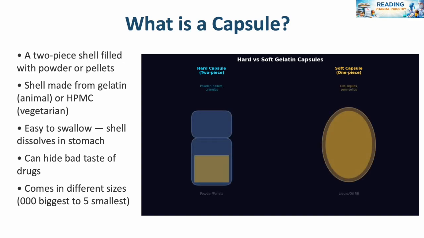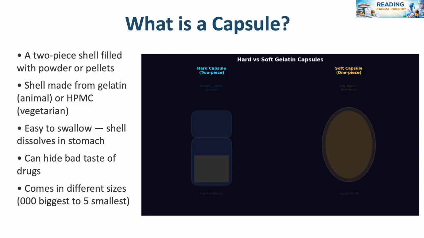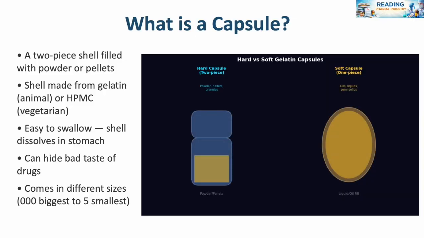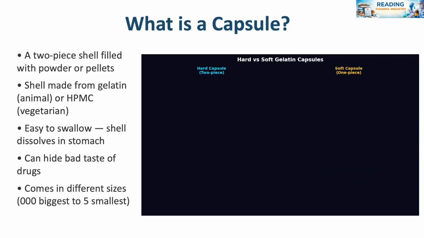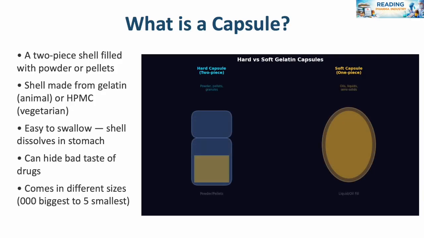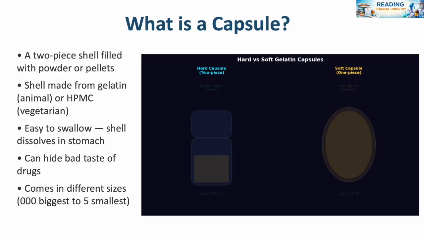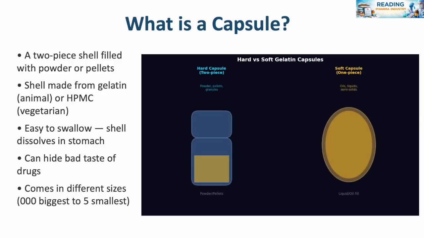The shell made for the hard capsule is made from gelatin if it's animal source, or hydroxypropyl methyl cellulose if it's vegetarian or from vegetable source. It is easy to swallow, and then what happens, the shell will dissolve in the stomach, allowing the content to dissolve. It can be used to mask the taste of drugs, and it comes in different sizes. So from 000, that's the biggest size, and you can go all the way to the very small size, 5, which on this scale is considered the smallest.